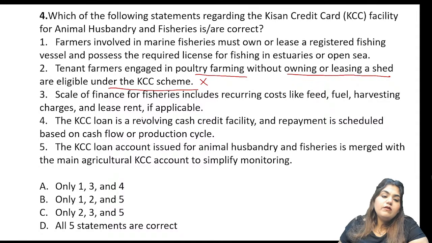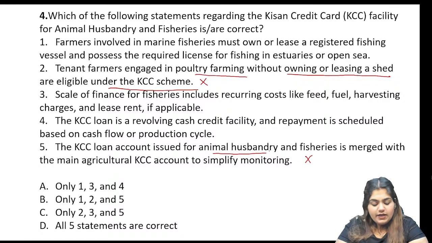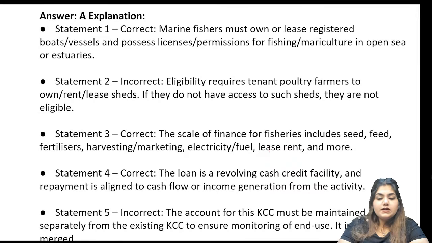Statement number 2 is incorrect. Statement number 3 and 4 are correct. Statement number 5 is again incorrect. The account for this KCC must be maintained separately. The account issued for animal husbandry should be maintained separately. Statement number 5 is incorrect; 1, 3, 4 are correct. A is the correct answer.